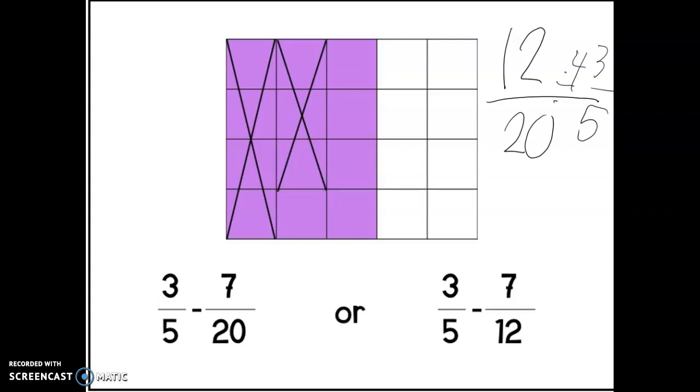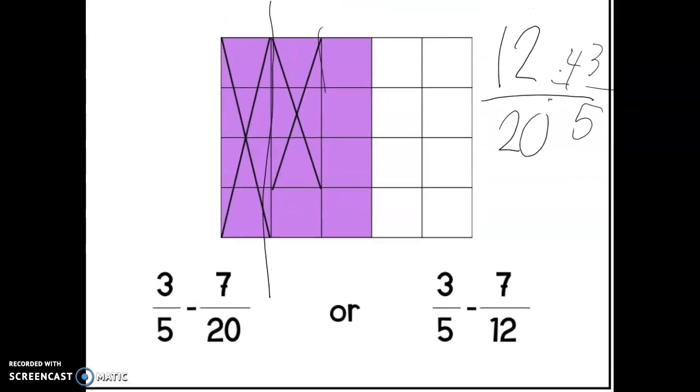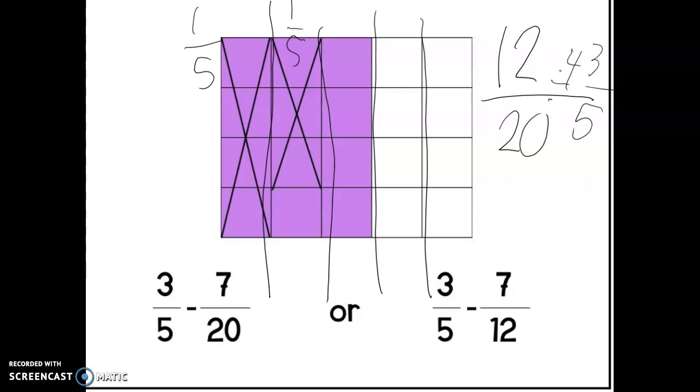But how can you use the model to find that 3/5? If you will remember how we split the models, oops, hold on. We split the models like this. And remember, each column represented 1/5. That's a fifth, that's a fifth, this is a fifth, this is a fifth, and this is a fifth. So how many total fifths are shaded out of the 5/5? The 3/5. So that's where the 3/5 comes from.